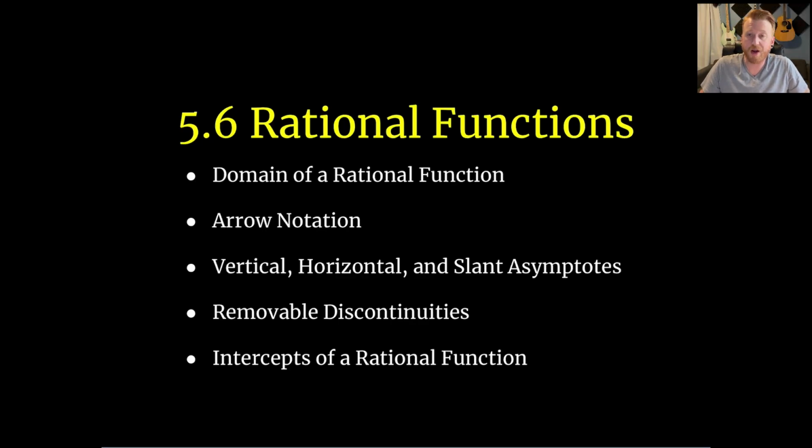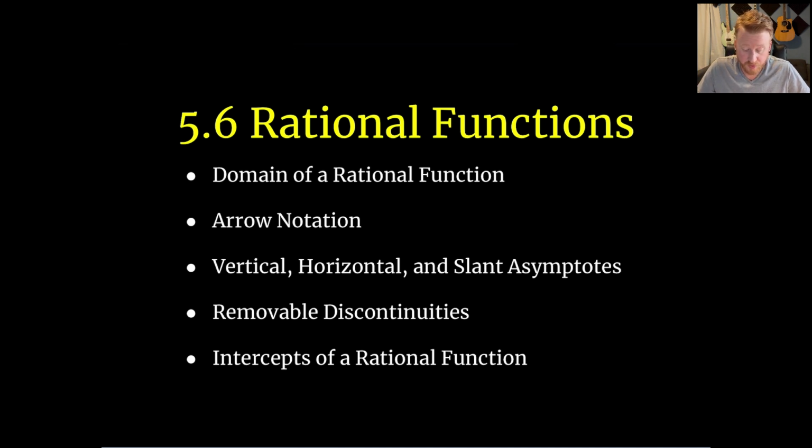Today we're going to be talking about rational functions. We'll define them, we'll look at their domain. There's some interesting stuff that can happen here. We'll look at this arrow notation, and this is just a way that we can talk more specifically about vertical and horizontal asymptotes. And then we'll talk about slant asymptotes as well.